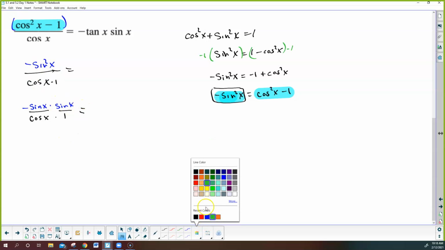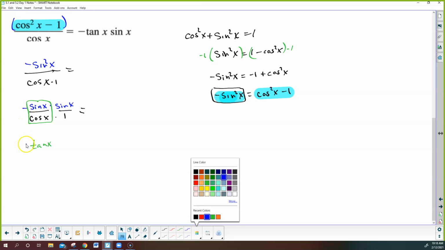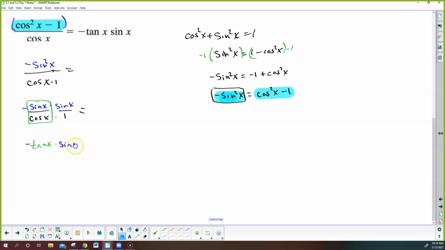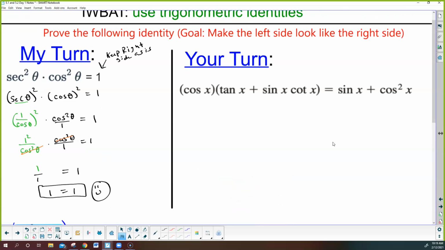But what I did do was I rewrote this. And now I've got sine over cosine, which is really just tangent. Okay? And then that negative is going to drop down. And then I've got sine of x over 1, which is just sine of x. And notice what I did? I made that look like my goal. My goal is to make the left side turn into the right side. It's not easy, right? This is not easy. It takes a while. Okay? So I want you guys to try this one.